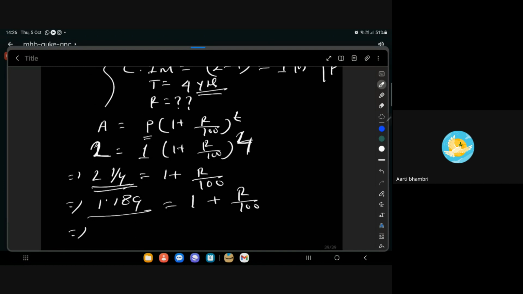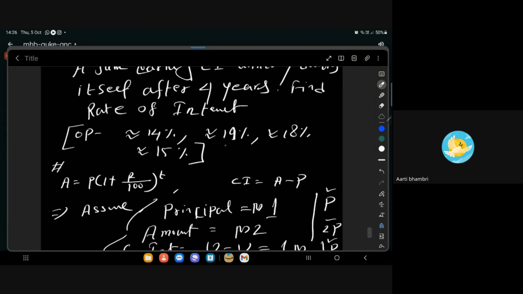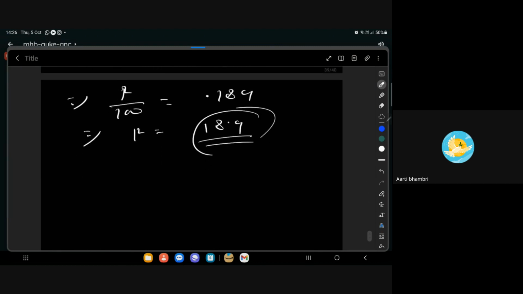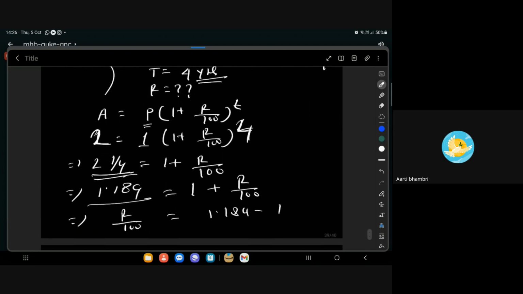So this will give you R by 100 equal to 1.189 minus 1. R by 100 equal to 0.189. R equals 18.9. So 18.9 will be the answer. It means the closest value is 19%, so 19% will be the answer. This is the formula you have to use to solve this kind of problem.